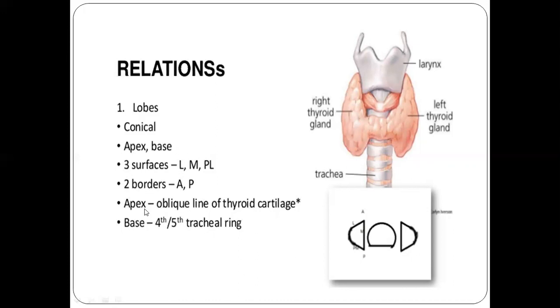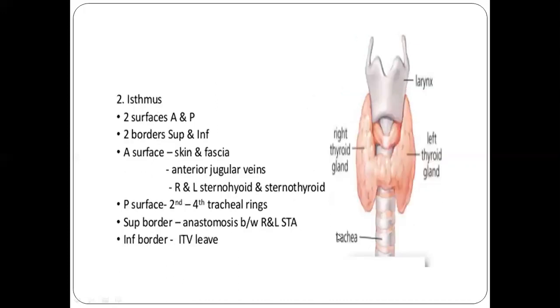The oblique line of the apex touches the oblique line of the thyroid cartilage, and the base goes down to the fourth and fifth tracheal ring. So this is the anatomy of the thyroid, or the relations of the thyroid gland. This is the isthmus, which has an anterior surface and a posterior surface touching the tracheal rings, and two borders. One is the superior border and the other is the inferior border.